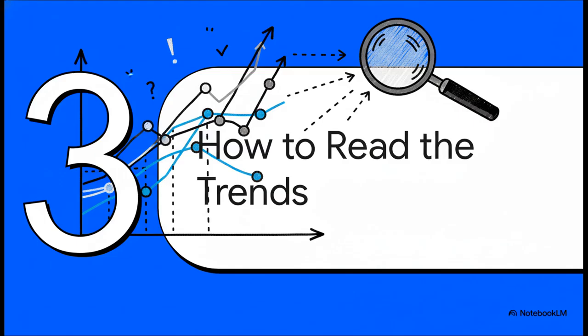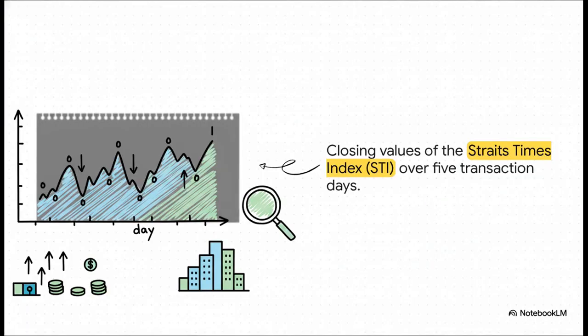Great. So we know how to turn data into a graph. Now the next skill is getting really good at reading what that graph is telling you. How to pull out specific facts and figures from that visual story. Let's look at a new example. This one tracks the Singapore Stock Market Index over 5 days. The horizontal line at the bottom, the axis, that's our time, in days. And the vertical one is the value of the index. Just by glancing at it, you can tell the market had a bit of a bumpy ride that week.